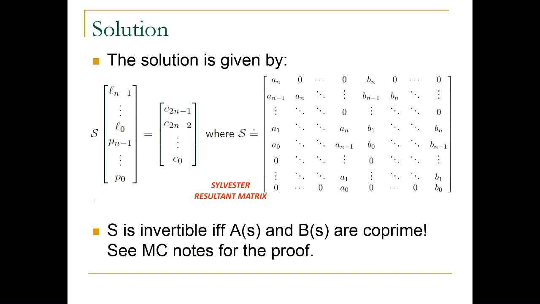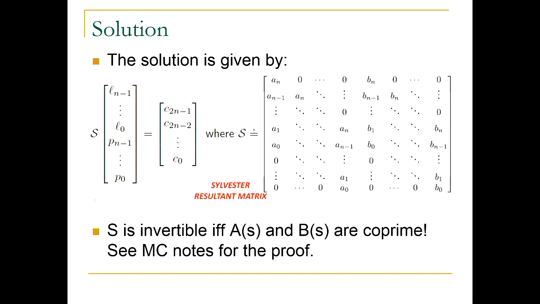So this matrix here, if it is invertible, so its determinant is non-zero, then the inverse exists, and then we can multiply by S inverse both sides. Then this would be identity: S inverse times S is identity. And then this would be S inverse times this. Now note that this thing here is known. These are the coefficients of the desired closed loop polynomial. These are the coefficients of the controller that we are looking for. And hence, I can solve this set of linear equations if the Sylvester resultant matrix is invertible.